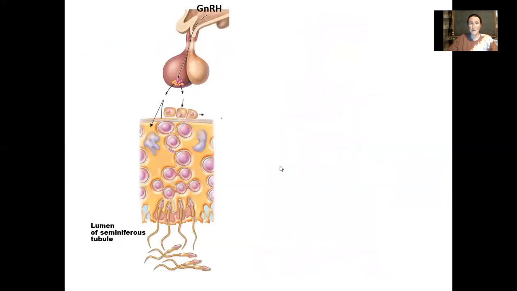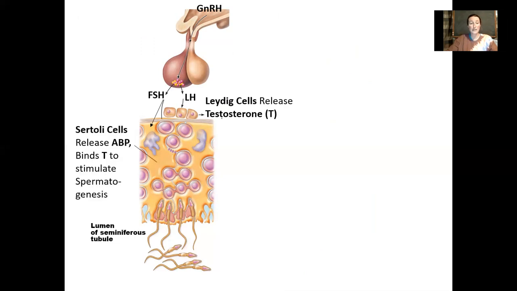Okay. All right, so GnRH leads to the release of LH from the Leydig cells, which leads to the production of testosterone. GnRH also triggers FSH. FSH talks to the Sertoli cells. The Sertoli cells produce ABP, which binds to testosterone, which together, ABP plus testosterone, is going to drive the process of spermatogenesis. Again, just putting a lot of these terms together, the spermatogonium is way up here.